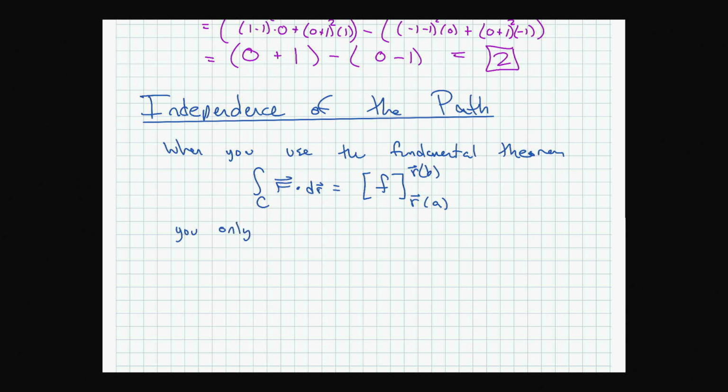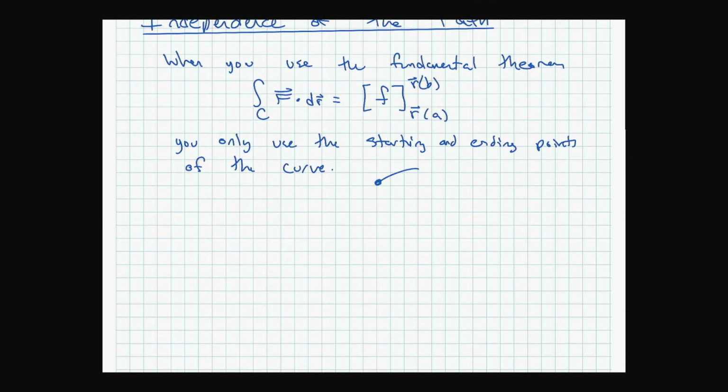You only use the starting and ending point of the curve, right? Because the curve is the whole curve, but it starts somewhere, and that's r of a, and it ends somewhere, and that's r of b, and we don't care about what it does in between. You only use the starting and ending points of the curve. The rest of the curve doesn't matter.